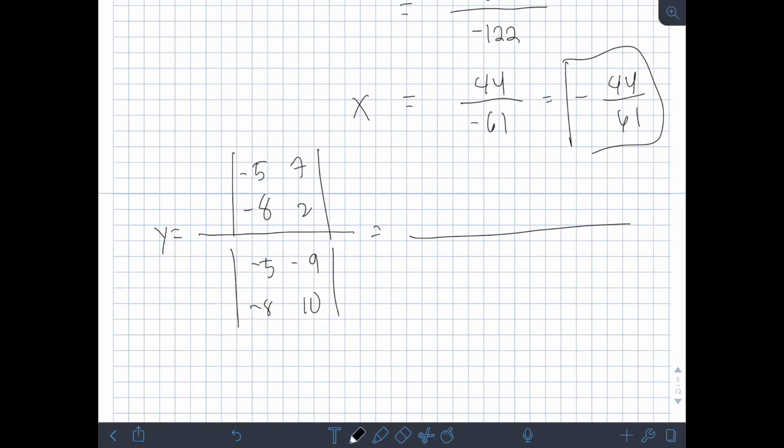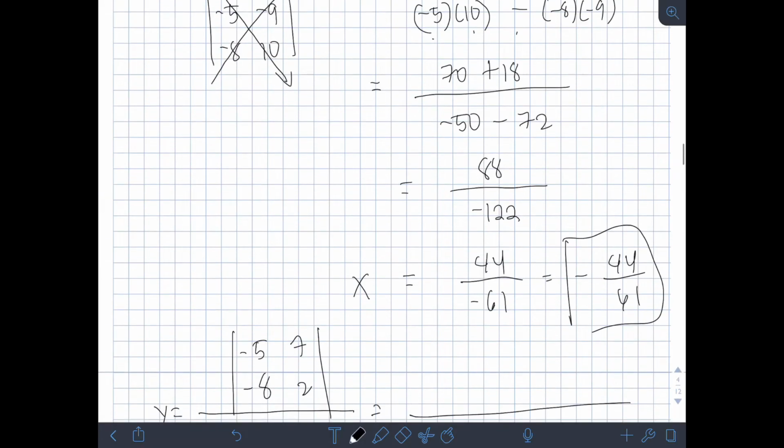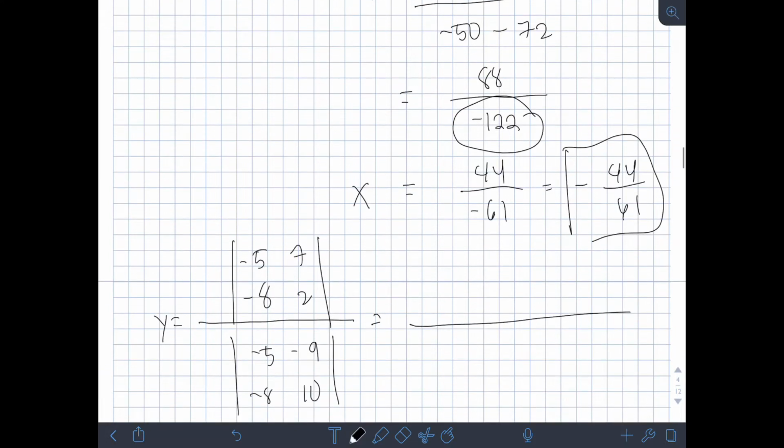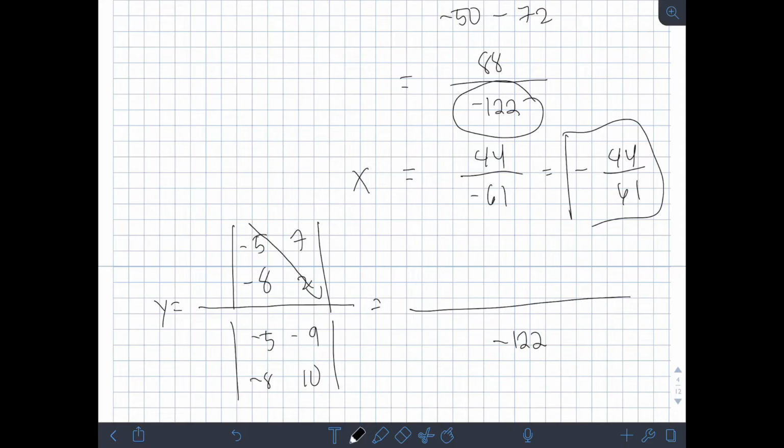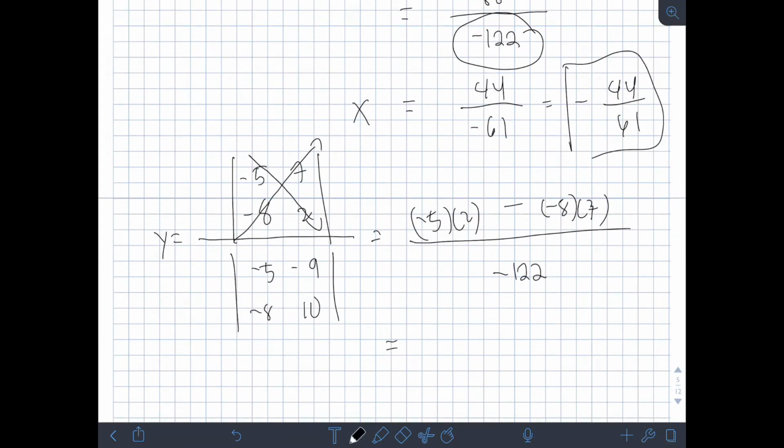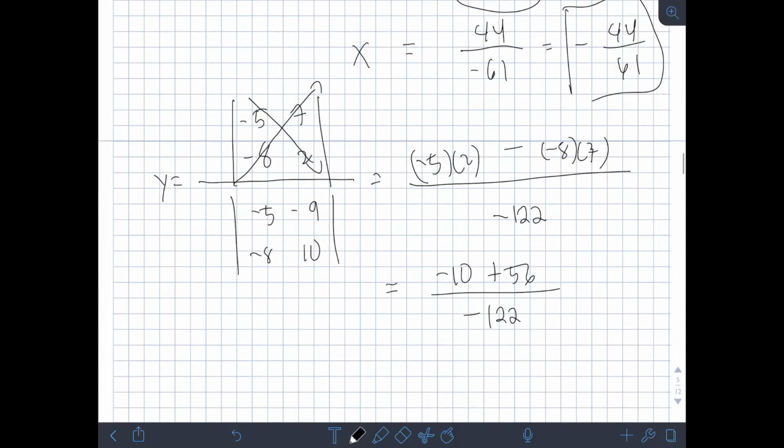Equals, ganun pa rin. So, di ba itong denominator, nakuha na natin na negative 122. So, ito na lang taas. So, multiply negative 5 times 2 minus multiply negative 8 times 7. So, we have negative 5 times 2 is negative 10 minus negative 8 times 7. So, parang positive 56 over negative 122.